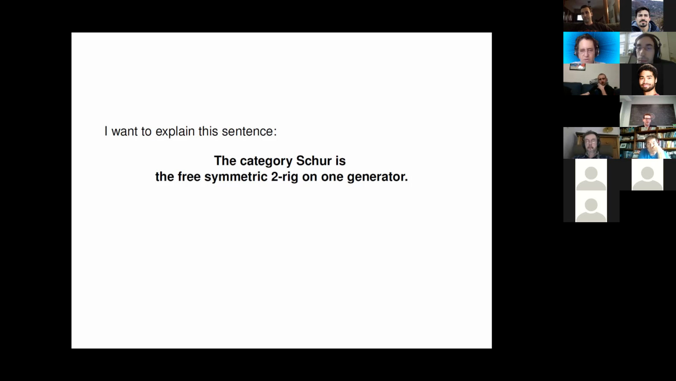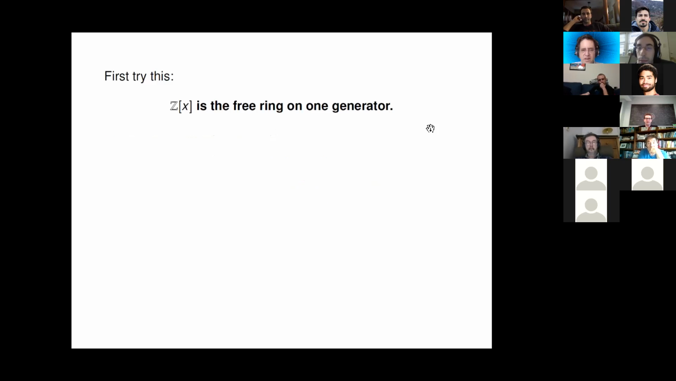So we can have a category that's the free something or other on one generator. Of course, I don't expect you to know what a symmetric tworig is yet, so that's what I've got to explain. But let's start off slower. Anyway, this is a theorem that's going to be in a paper by Joe and Todd and myself. But let's start out with something similar, but easier.